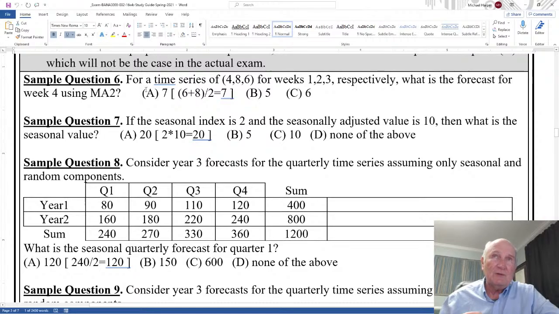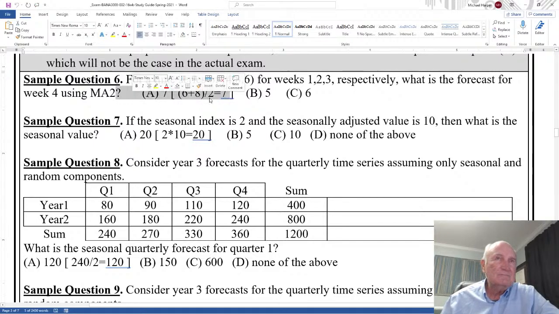Some of them are very similar, just the numbers are changed. For example, for a time series 4, 8, 6 for weeks 1, 2, 3 respectively, what is the forecast for week 4 using an MA2? And so that's exactly the kind of question I will ask, but I'll have different numbers here. I'll have maybe MA2, maybe MA3, but MA2, you average the last 2 numbers. 6 and 8 is going to be 7.